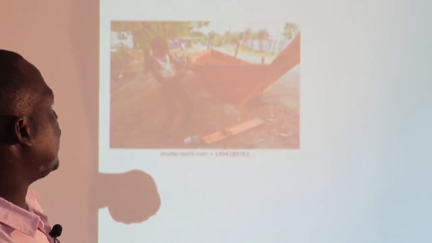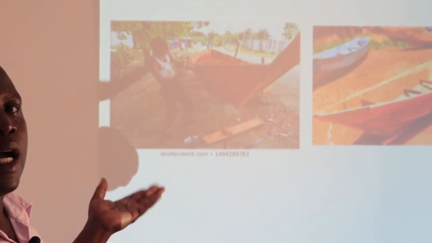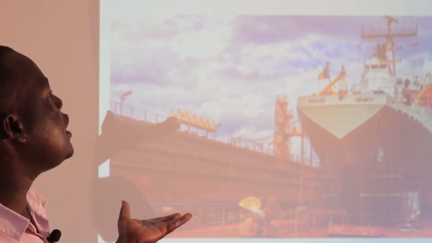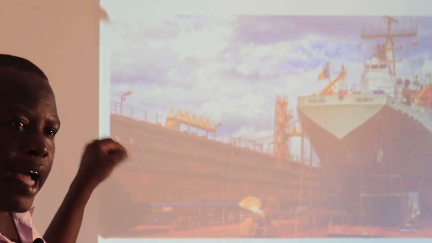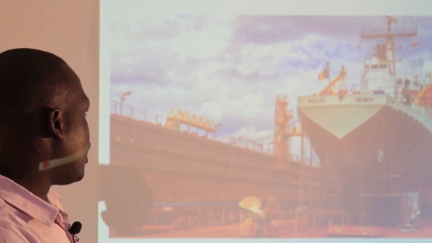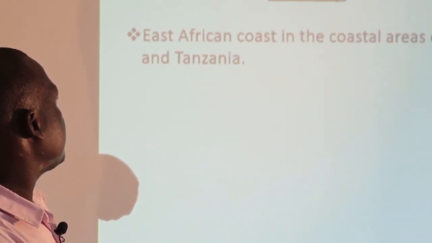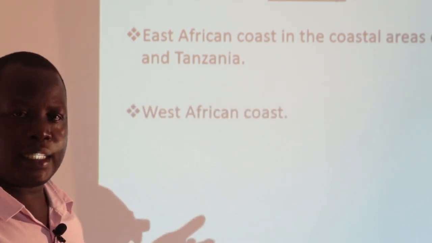One, we saw boat making in those areas. These are all products from mangrove forests, and those gentlemen are now about to finish their duties. Then we also saw the shipbuilding activity, which is benefiting from the hardwood and waterproof timber. We have another thing, areas in East Africa, the East African coast, in the coastal areas of Kenya and Tanzania. We also have the West African coast, and then we now come to our lesson activities.